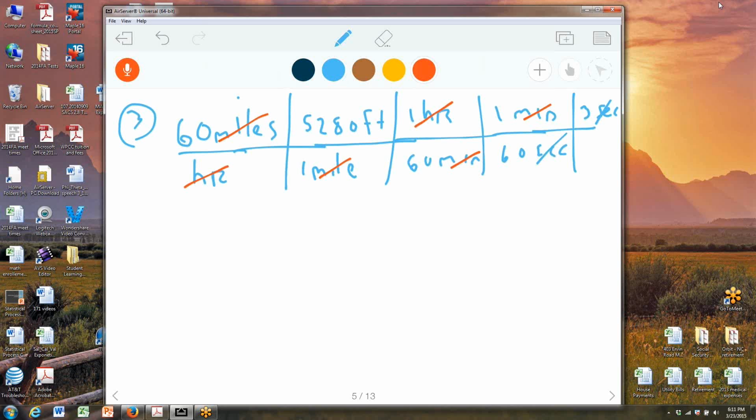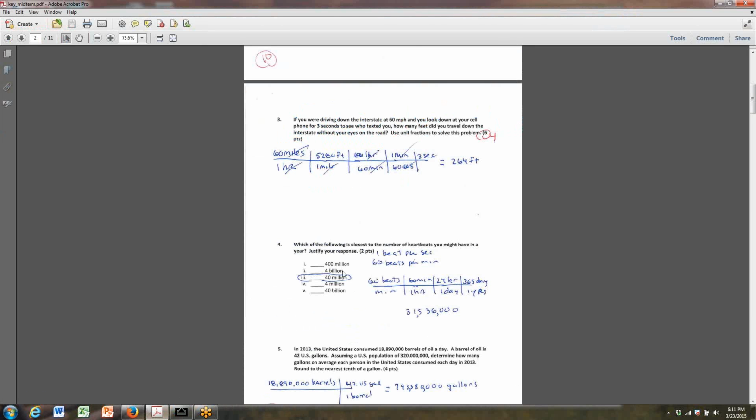And then if you multiply this out, the 60 times the 5,280 times 3, and divide that by 60 times 60, or 3,600, you should come out with that answer of 264 feet. So that's how far you actually travel in 3 seconds. You wouldn't think you'd travel that far, but that's like the length of a football field. A lot can happen in that short amount of time. So obviously that's why texting and driving is illegal.